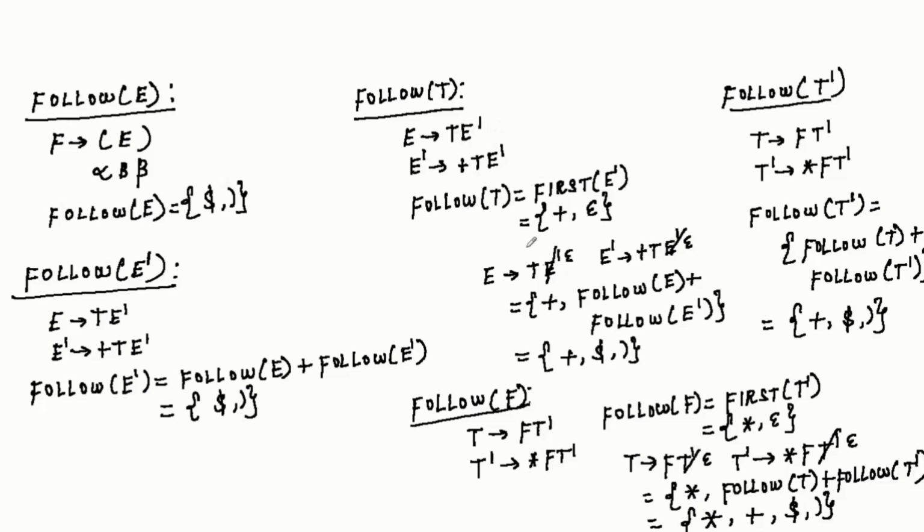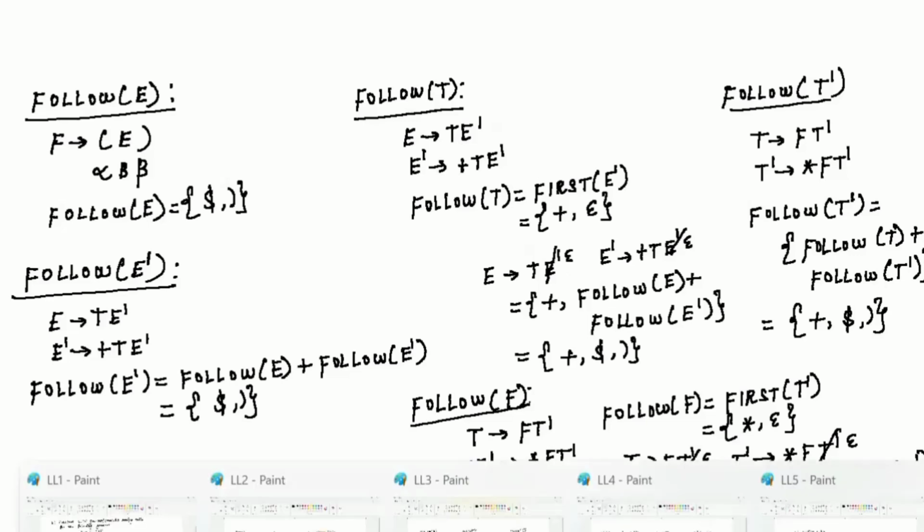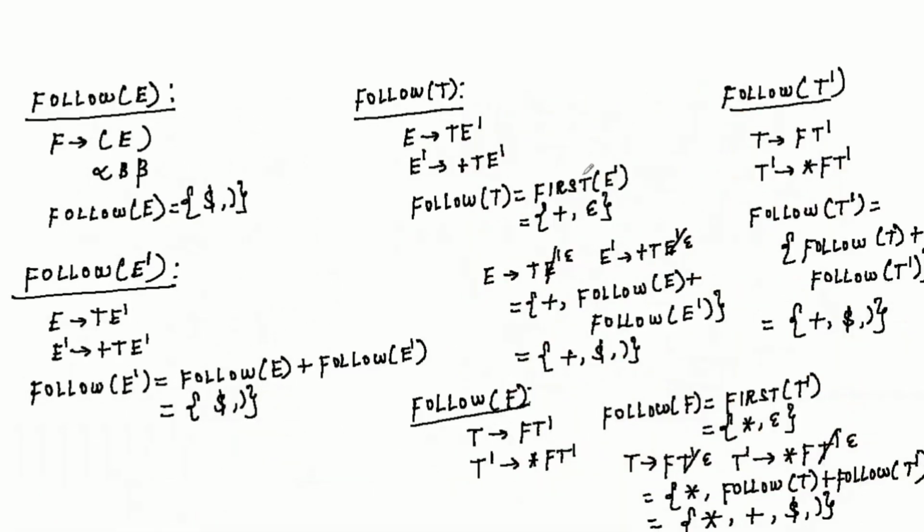First of E dash. What is first of E dash? Plus epsilon. Here you write plus epsilon. In the first production, E dash tends to TE dash, E dash is vanished. Then you take follow position of E. Here you write plus symbol. Then follow of E. One more production, E tends to plus TE dash.